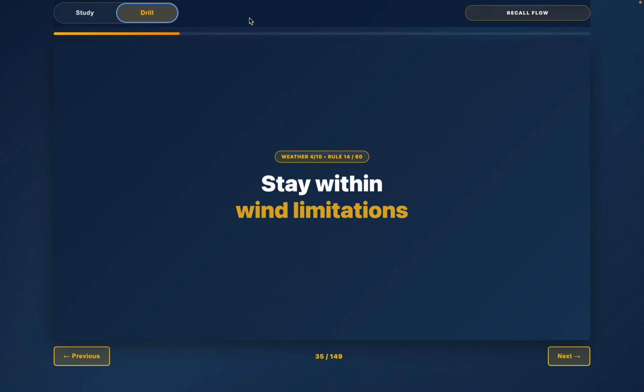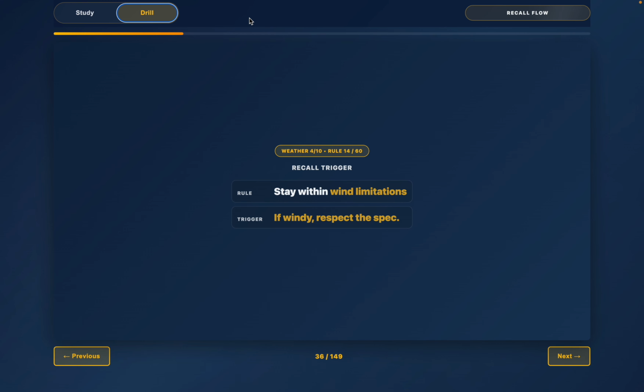Rule 14. Wind doesn't need to cause a crash to cause a violation. Exceeding aircraft limits is enough. Manufacturer limits exist because control authority has a ceiling. Trigger phrase: if windy, respect the spec.